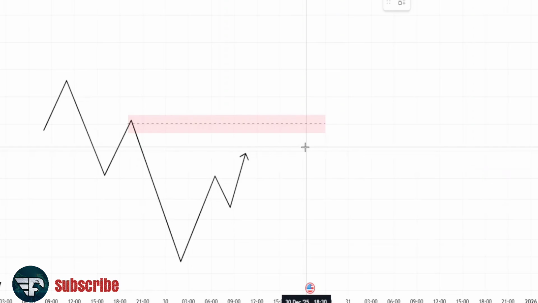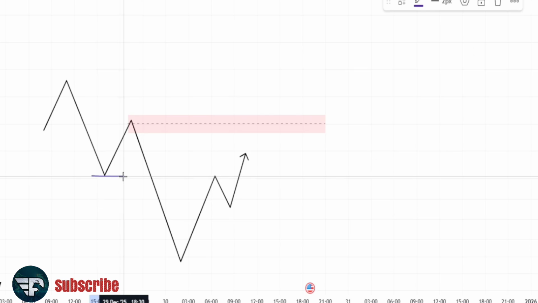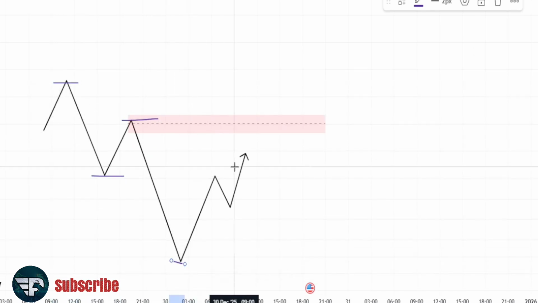Now, let's see how to tackle this liquidity and how to trade them. We have price pushing to the downside. We have a low here. This is a high. This is a high. This is a low. We have price retracing to this supply zone.